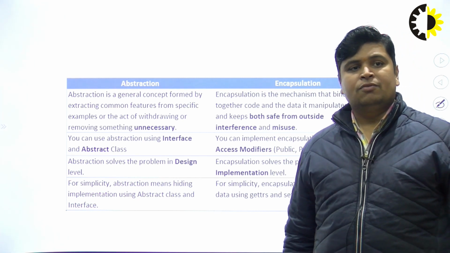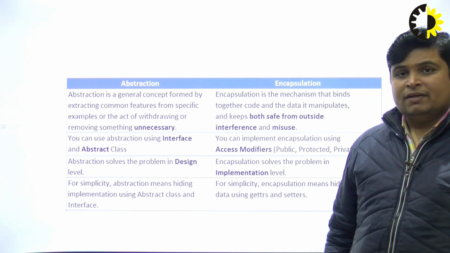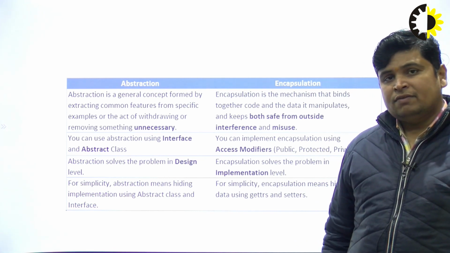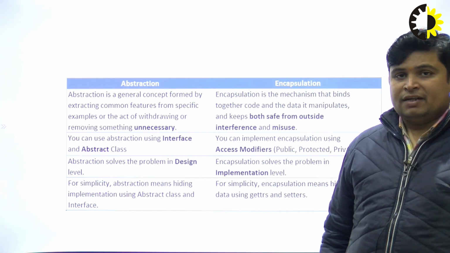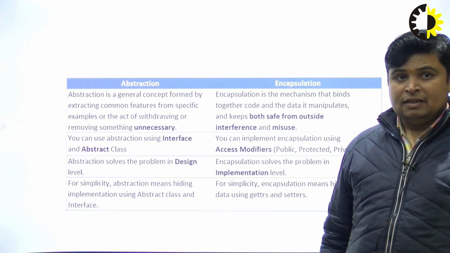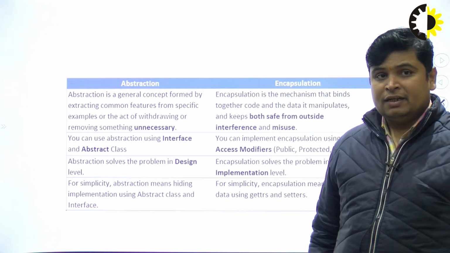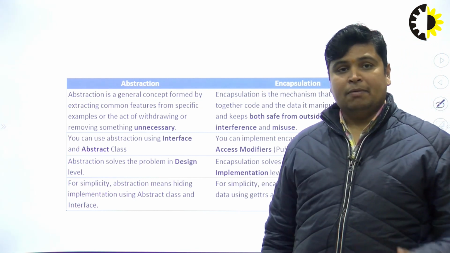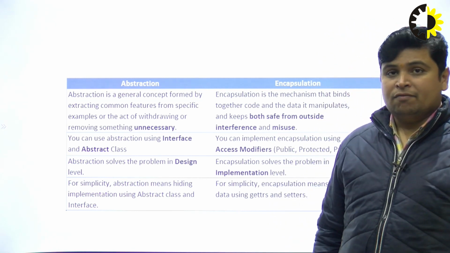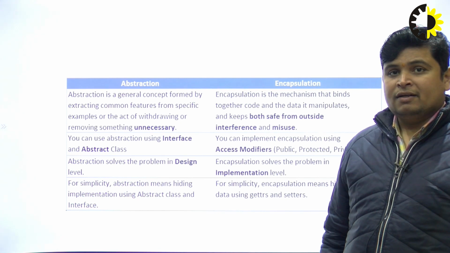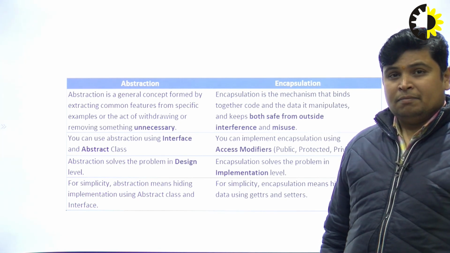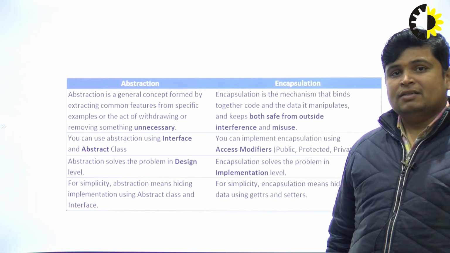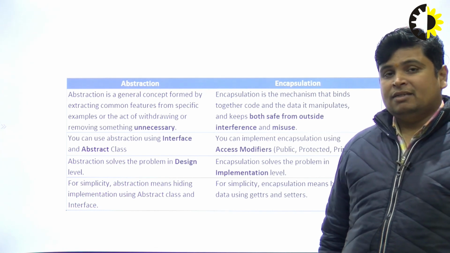Second thing, you can achieve abstraction using interface or abstract class. Inside Java, we can achieve abstraction with the help of interface and abstract class, but encapsulation we can implement by the access modifiers like public, private, protected and default. These modifiers show the visibility of our data members as well as methods.